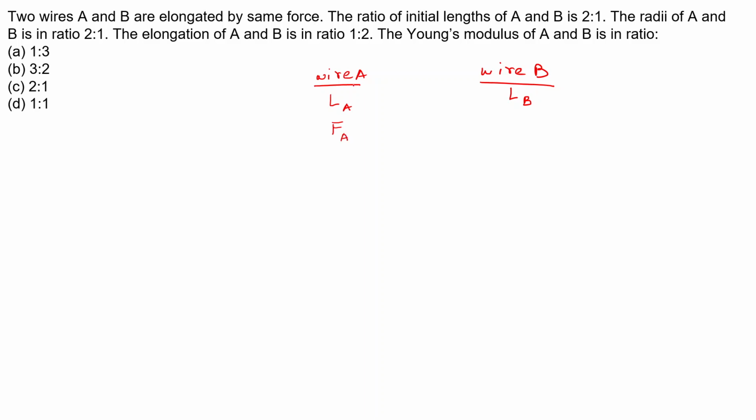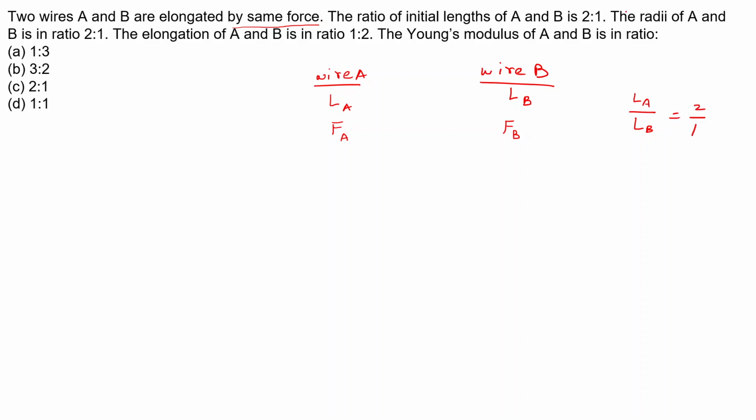Force is applied on wire A, I'm calling it FA. Force applied on wire B, let's call it FB, and it's given that the same force is applied on both. The ratio of the initial lengths of A and B is 2:1. It is given that the ratio of LA to LB is 2:1.